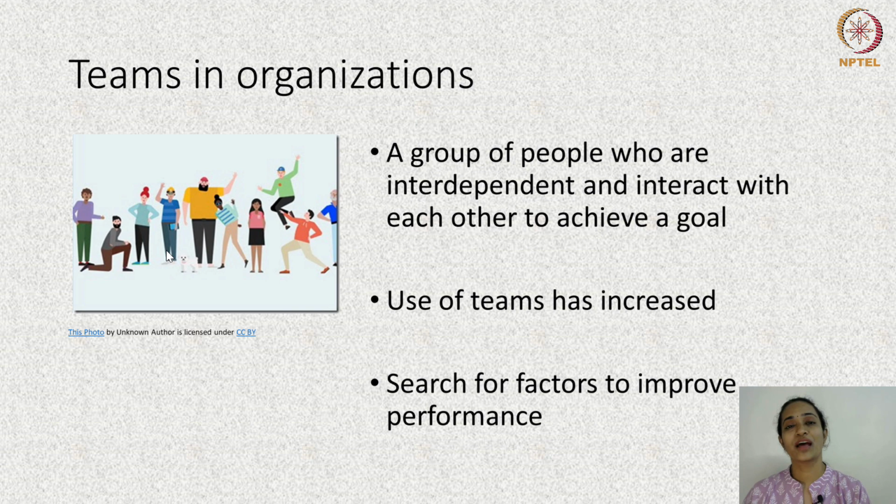So what is a team? A team is a group of people who are interdependent and interact with each other to achieve a goal. So what are the key phrases that we need to keep in mind when we think about the definition of a team? The first factor is the interdependence among the team members. That is, members are dependent on each other for their input. The second factor is that they interact with each other. Through communication, coordination, and collaboration, they make sure that all of them have efforts which converge at the team goal.